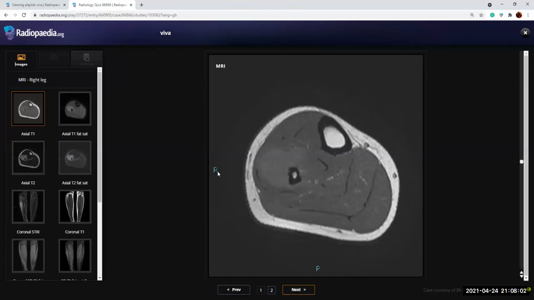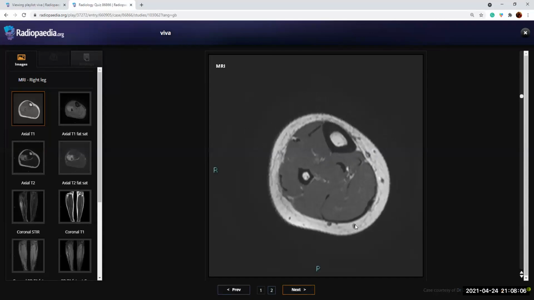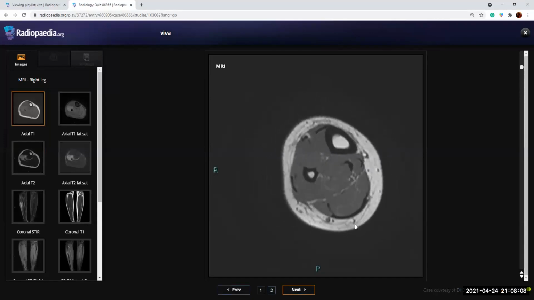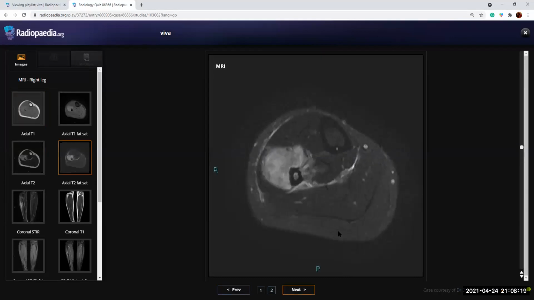You can scroll. Which sequence do you want? Basically, this is a T1 weighted image. I would like to see T2 fat sat. You can take that. Just click on that. So these are the T2 weighted fat sat images.